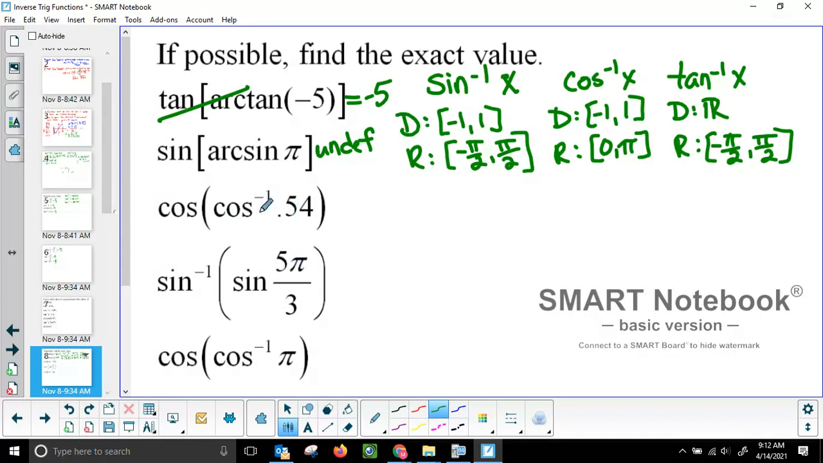All right. Go down here. We're looking at inverse. We still want to work from the inside out. So we want to do inverse cosine. All right. Well, my domain is -1 to 1. Is 0.54 between -1 and 1? Sure is. So these will just cancel out and we say, okay, this is 0.54.